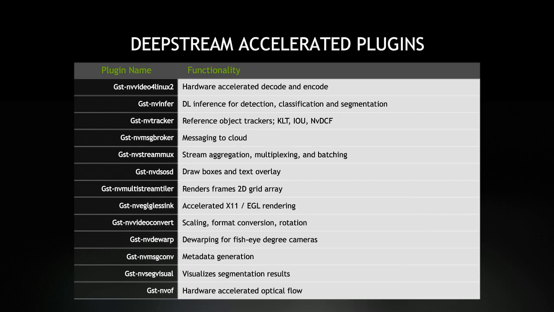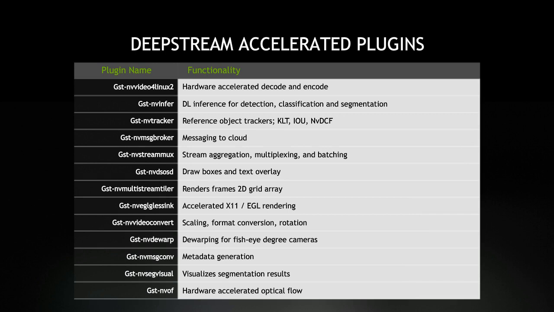The second one is NVInfer. This is an inference plugin which uses TensorRT, NVIDIA's inference accelerator. This can do object detection, image classification, and segmentation. Third is NVTRACKER. We provide several reference trackers such as KLT, IOU, and NVDCF. Fourth is Message Broker. This allows the capability to send messages to the cloud using various protocols. For more information about how to use this plugin, refer to the plugins manual in the documentation.